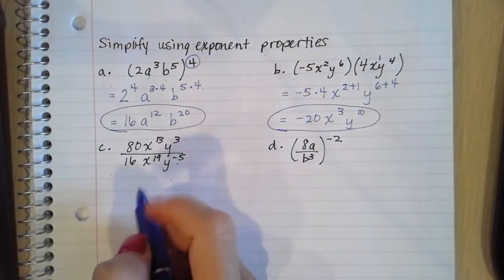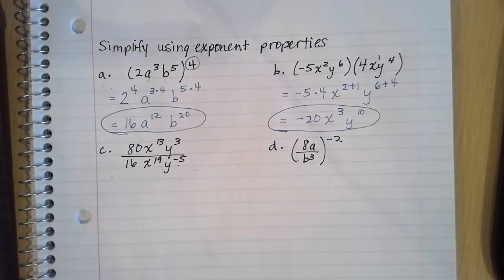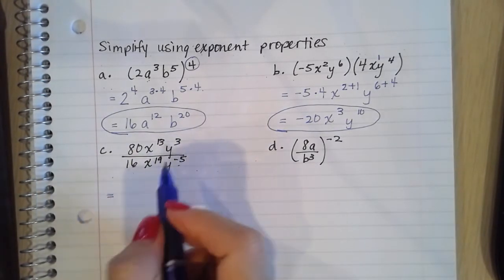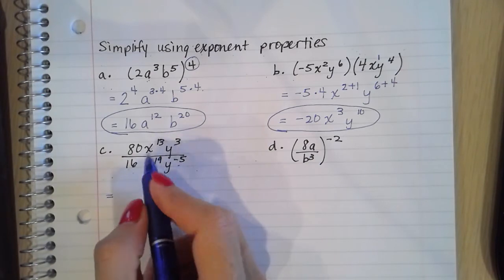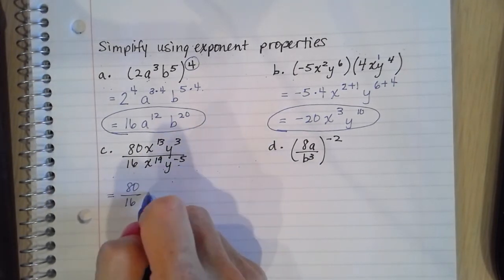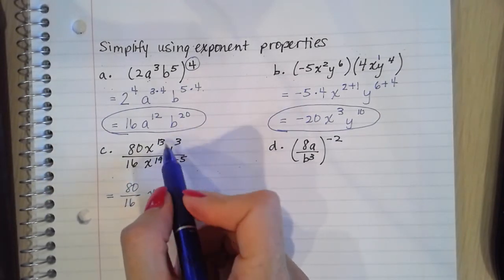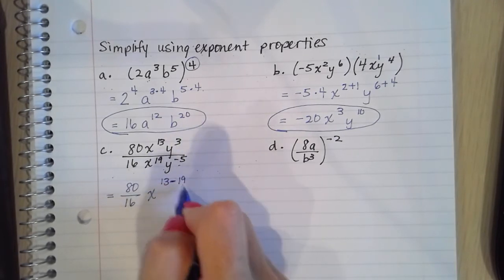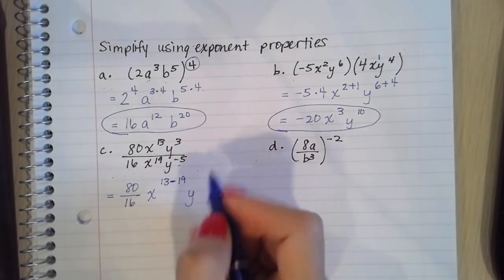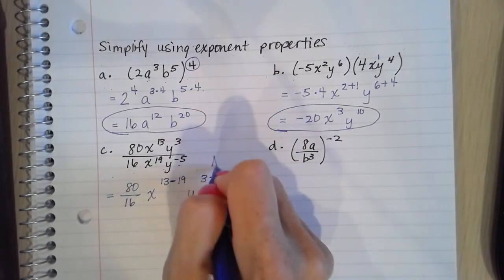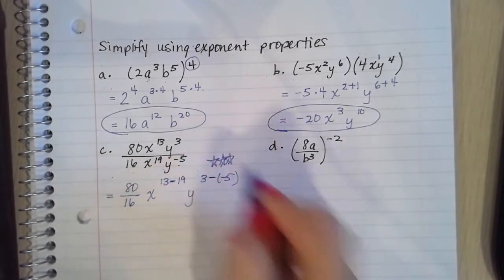Our next problem reads 80x^13 y^3 divided by 16x^19 y^-5. So in this problem, what we're going to do is divide the coefficients, the 80 and the 16, 80 divided by 16, but with the variable components, we're going to subtract the exponents. So it's going to be x to the 13 minus 19, and then y to the 3 minus a negative 5. This part is really tricky, so you got to be very careful of that.